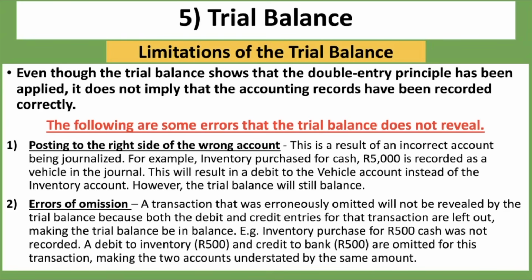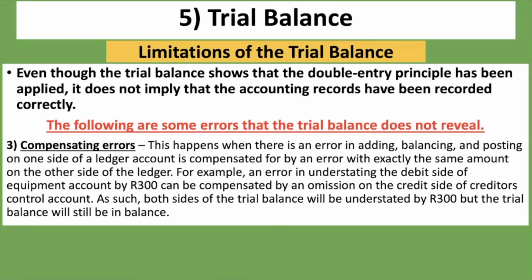The third one we have here are compensating errors. Now, this one rarely happens, but what happens here is that an error in adding, balancing, and posting on one side of a ledger account is compensated for by an error with exactly the same amount on the other side of the ledger. So here's an example. An error in understating the debit side of equipment account by 300 Rand can be compensated by an omission on the credit side of creditor's control account. As such, both sides of the trial balance will be understated by 300 Rand, but the trial balance will still be in balance.